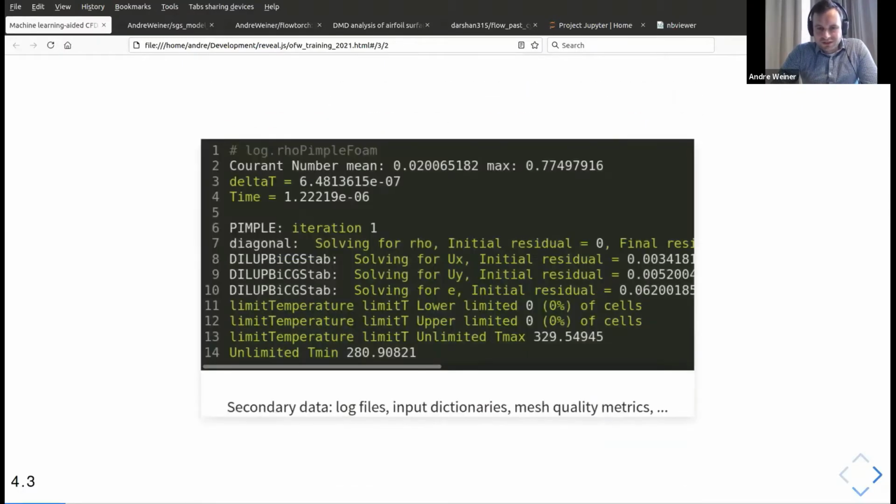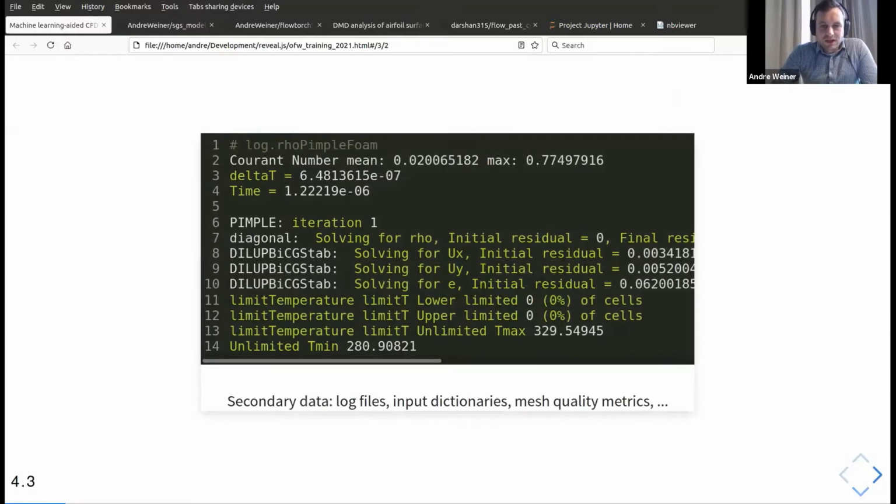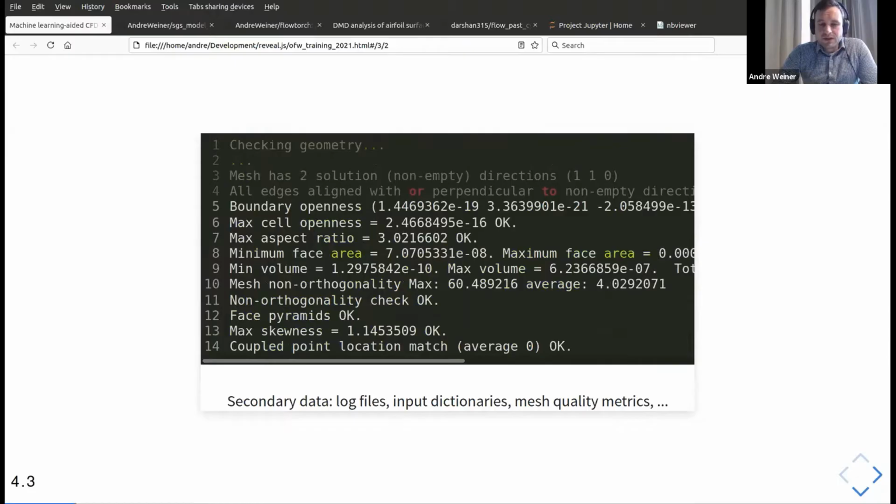And then there is the somewhat less obvious data. Every solver outputs some kind of log data, and you could later analyze that data. For example, analyze the initial residuals or the number of iterations that your linear solver took to converge. And maybe you want to find out if there's some correlation between your solver performance and some mesh quality metrics.